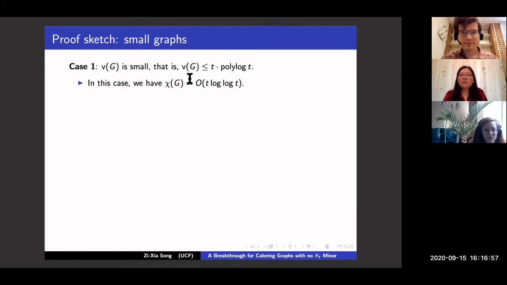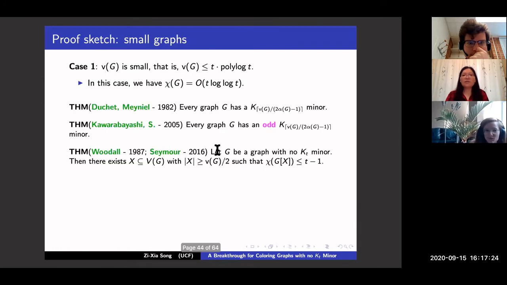So this means roughly the number of vertices in my graph is roughly t polylog t. So in this case, I would have chromatic number is big O t log t. So for Luke's current record here, the beta there is going to be t times log t to the power 6 in his current proof. So how do we make this happen here?